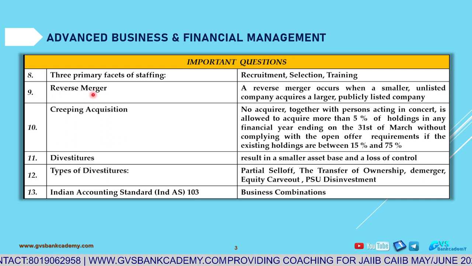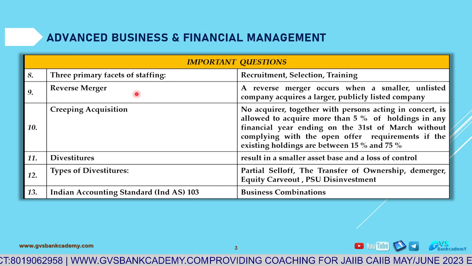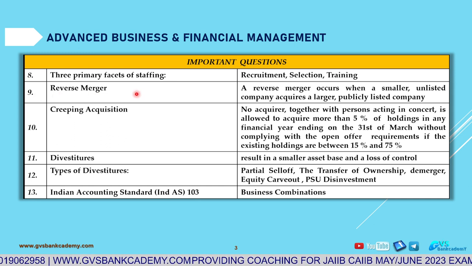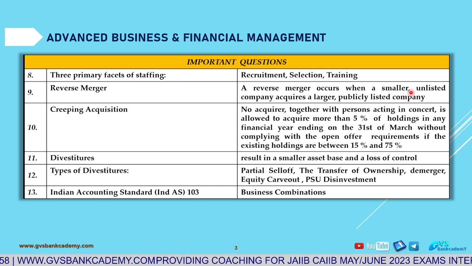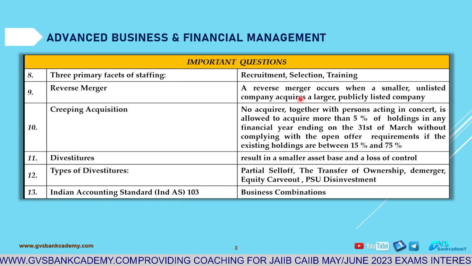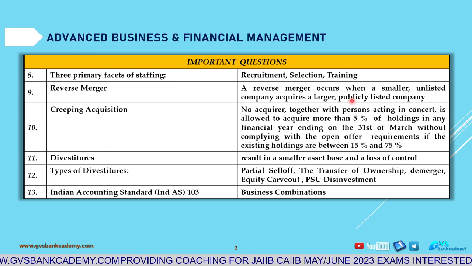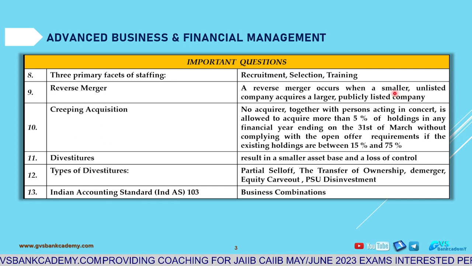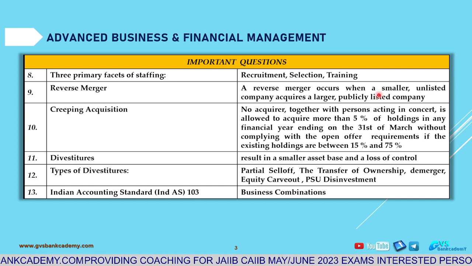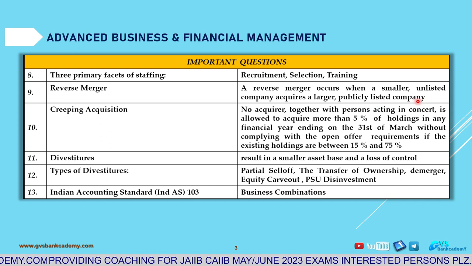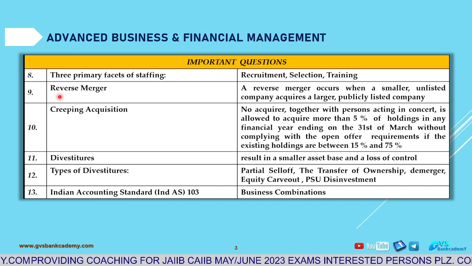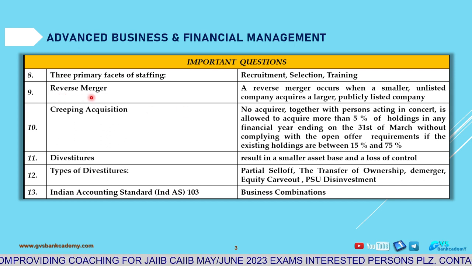9th question, reverse merger. When a smaller, unlisted company acquires a bigger company that is listed on the stock exchanges, that is called reverse merger.